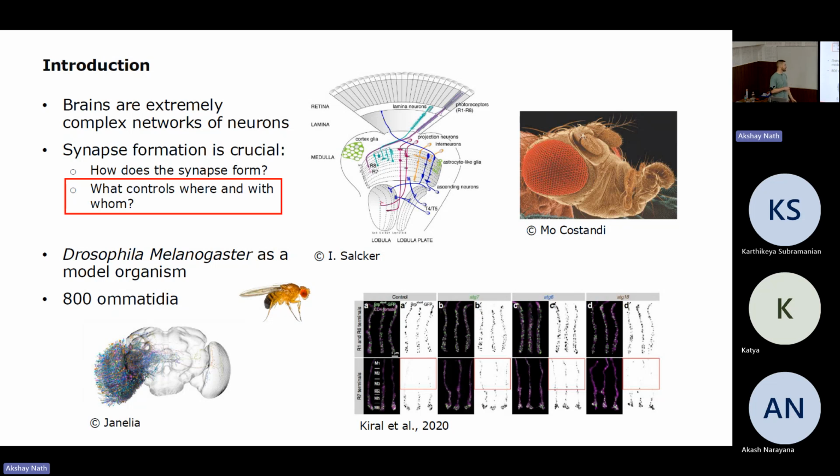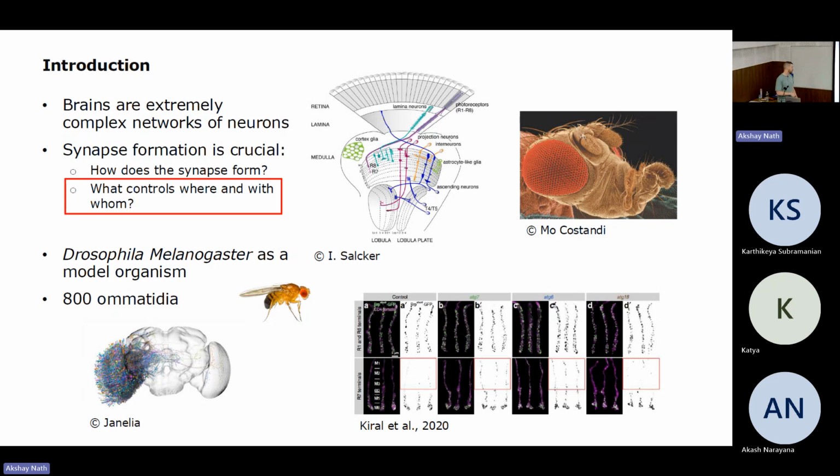Drosophila melanogaster is a common fruit fly, as you can see here, and for many years has been a model organism for neuroscience research for multiple reasons. One of them is the simplicity of the brain compared to the human brain, because the Drosophila brain contains only around 100,000 neurons, but despite that, it still has 2,000 to 4,000 different neuron types. So compared to the human, it has far fewer neurons, but still a really diverse array of neuron types.